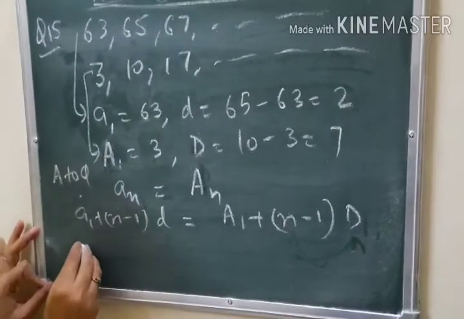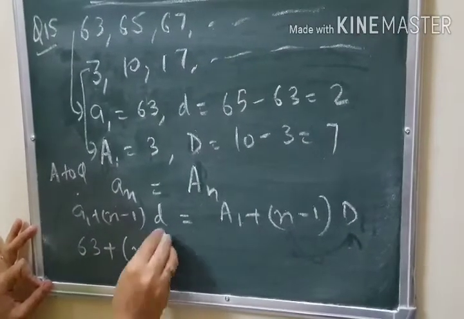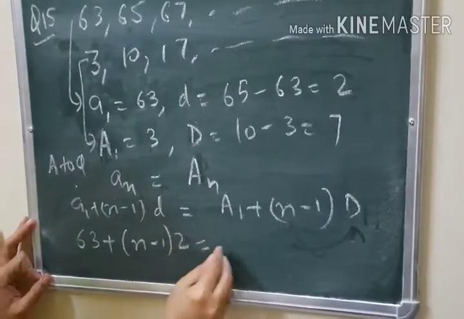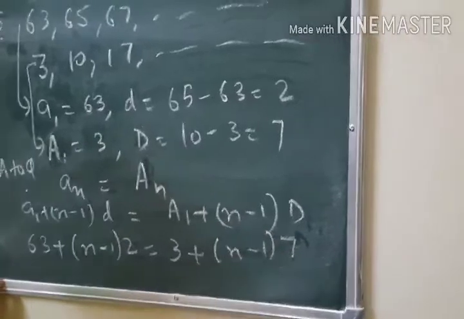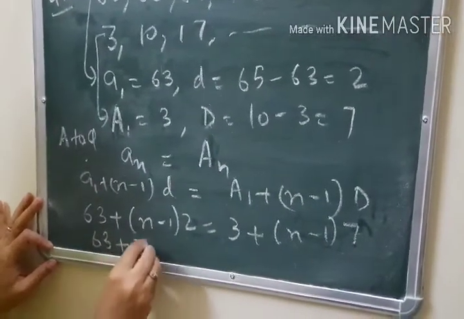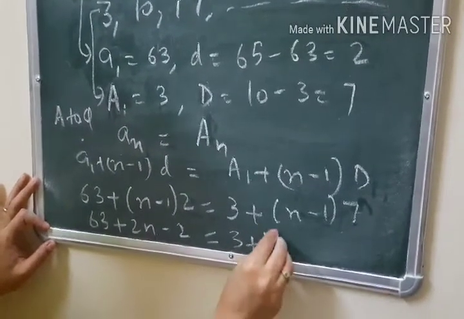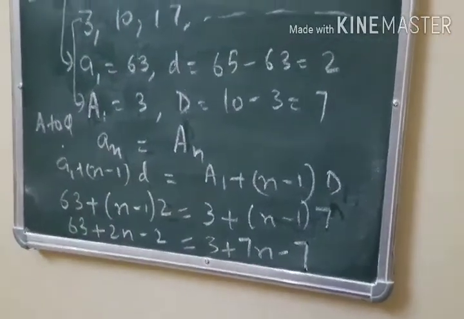It will be A1 is 63 plus (n minus 1) into D is 2. Here, 3 plus (n minus 1) into 7. Okay, 63 plus 2n minus 2 is equal to 3 plus 7n minus 7. Open the brackets and then solve it further.